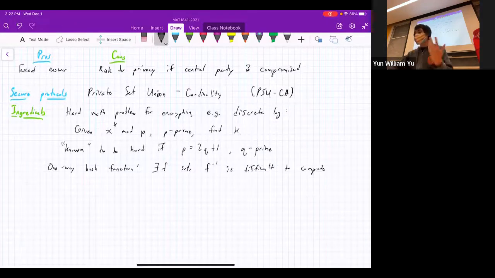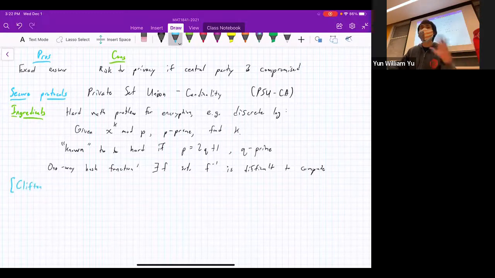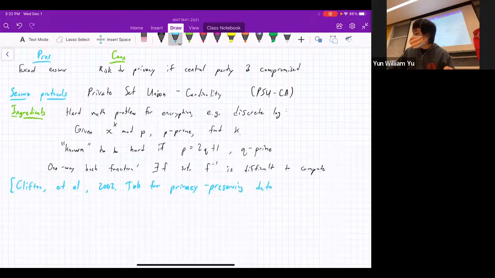It's actually pretty easy to construct a completely private set union cardinality. And this is going to be a relatively easy solution. It's not going to be very efficient, but it's going to be based off of a paper by Clifton et al. in 2002, Tools for Privacy Preserving Data Mining. And this was published in SIGKDD.